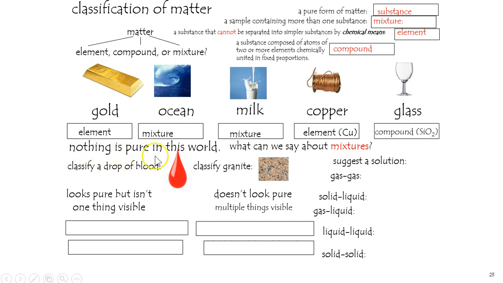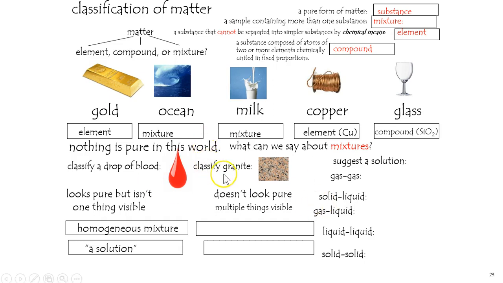Really, if you think about it, the world is mostly a mixture. Anything you see is probably less than 100% pure. So let's classify mixtures. For example, a drop of blood. It looks pure, but you know there's more than one thing in there. Therefore, we're going to call that a homogeneous mixture, meaning you can only see one thing. This is also the definition of a solution. A solution is more than one substance, but they are homogeneous. Only one thing is visible.